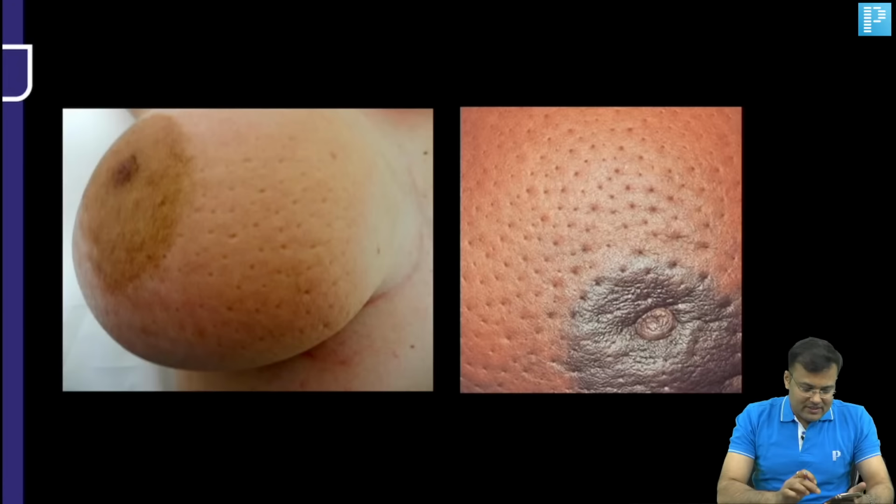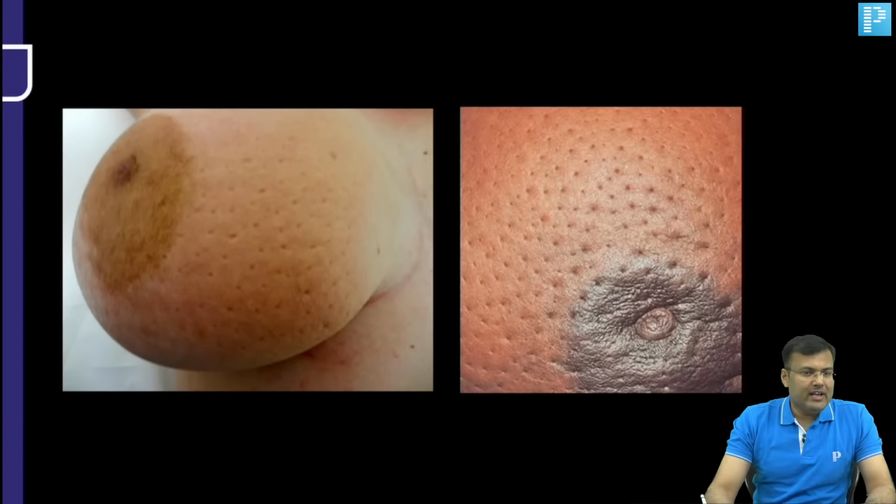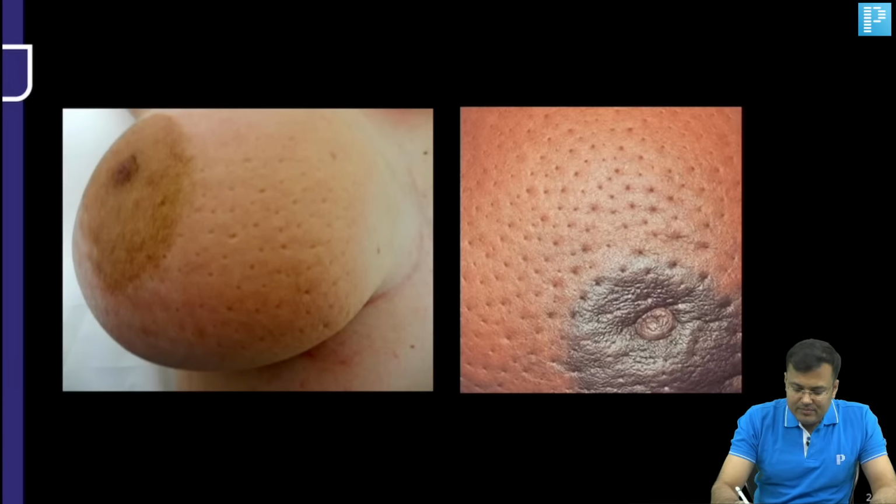Tell me the diagnosis. So guys, can you tell me what's the diagnosis here? Yes, this is peau d'orange. Can you tell me what is the cause of peau d'orange?